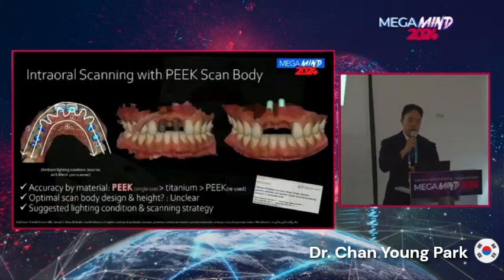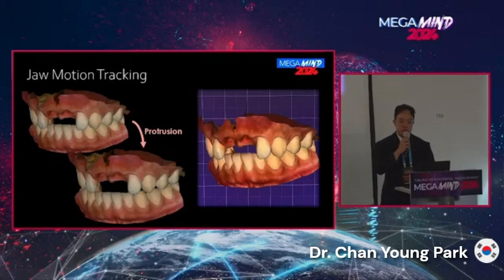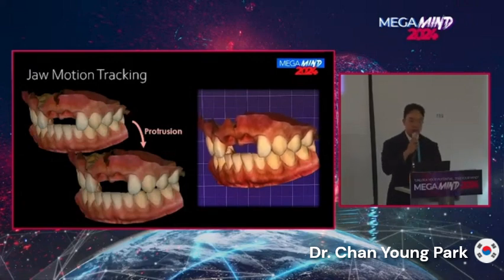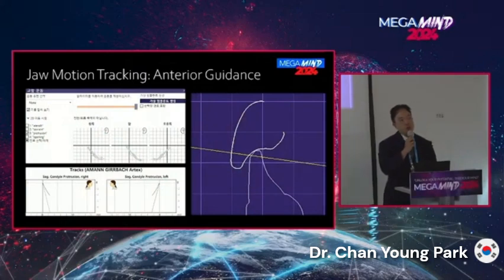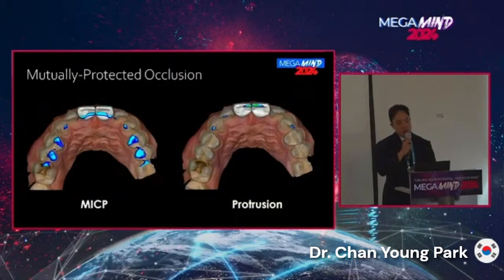So regarding this, intraoral scanning was done using a scan body under suggested ambient lighting conditions and under a suggested scanning strategy to achieve accuracy. And after that, jaw motion tracking was done to record the patient's jaw movement as well. And this jaw data was used to form the anterior guidance of the restoration. And regarding this, the wax-up was done. And for the occlusal scheme, mutually protected occlusion was given.